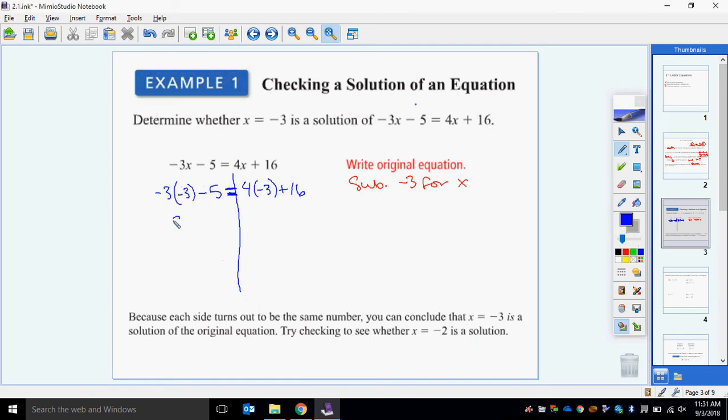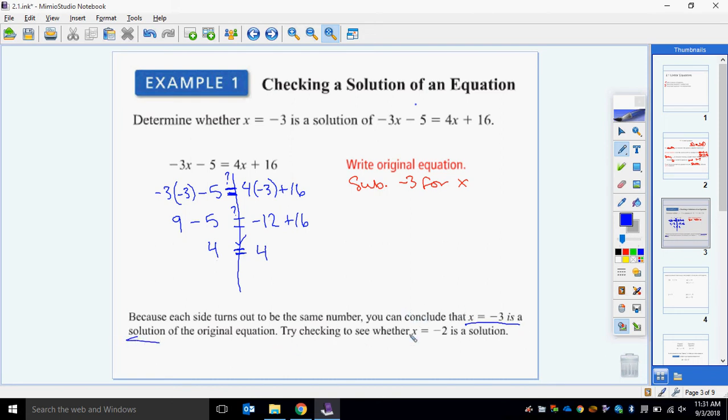So negative 3 times negative 3 would be a positive 9. And I'm going to simplify this side. 4 times negative 3 would be negative 12. And I'm trying to figure out, are these equal? So I'm going to put a question sign over the equal sign. I don't know yet. 9 minus 5 would be 4. And negative 12 plus 16 would also be 4. So yes, 4 does equal 4. When this happens, when both sides are equal, then we can say that x equals negative 3 is a solution.